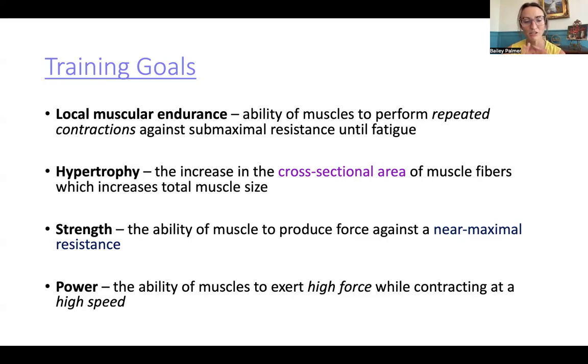Strength, we talked about, is producing as much force as you can against a maximal or near maximal resistance. When we do this, we actually may not see a large change in muscle size because the volume that we are achieving with strength workouts is usually really low. We're just trying to produce as much force as possible, and usually that's done with very few repetitions and a very heavy weight. And then power, we already know, is producing as much force as you can while contracting quickly. And so it's taking a submaximal to near maximal load, but trying to contract against that load as quickly as possible.